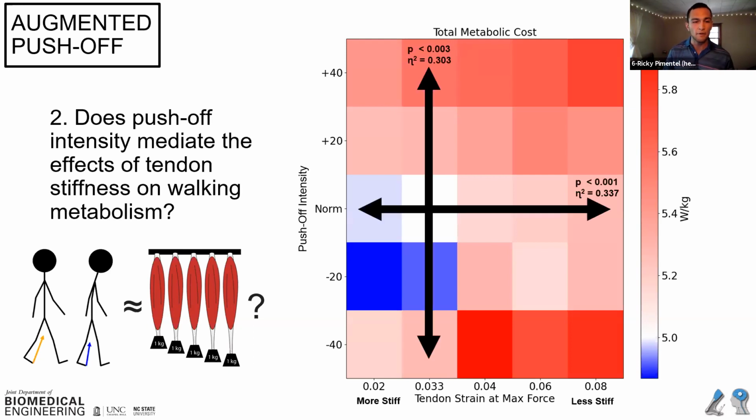We found significant repeated measures ANOVA main effects across push-off intensities and tendon stiffness levels, with effect sizes explaining about 1/3 of the variance accounted for in metabolic cost. But we did not find any significant interaction effect between push-off intensity and tendon stiffness.